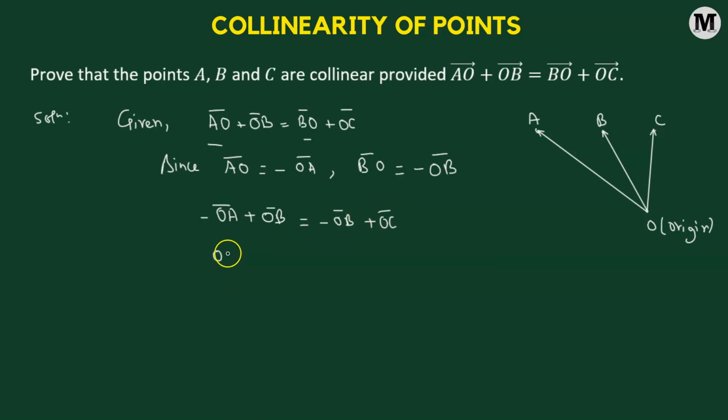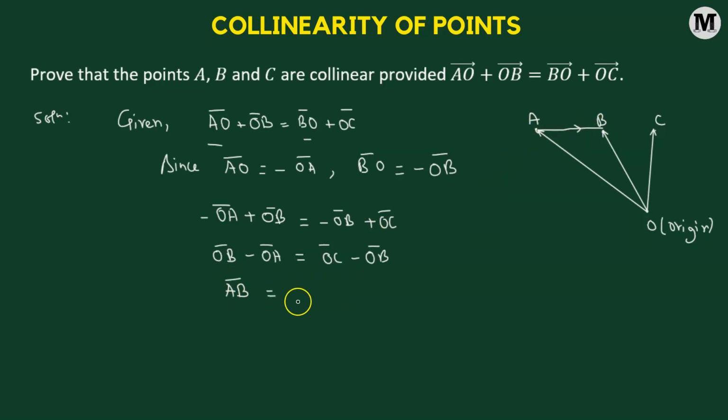Let's rearrange it. So we have OB vector minus OA vector equals OC vector minus OB vector. Now OB vector minus OA vector, what we have done here is we're considering OB as the position vector of the final point, and OA as the position vector of the initial point. So this is nothing but the vector AB going from point A to point B.